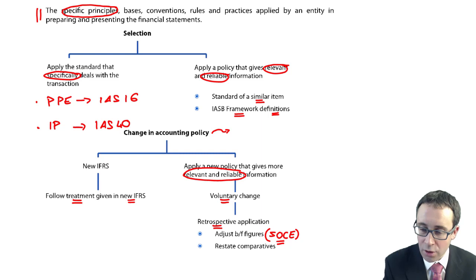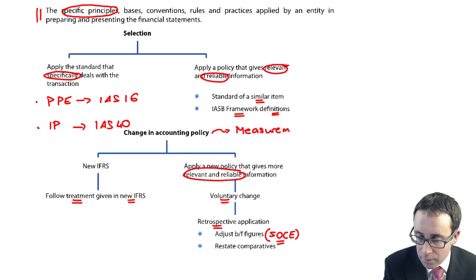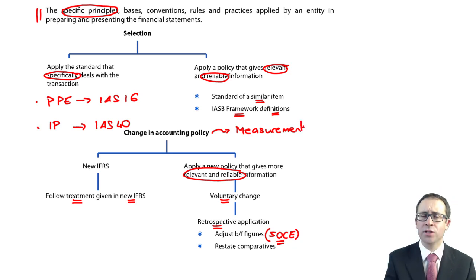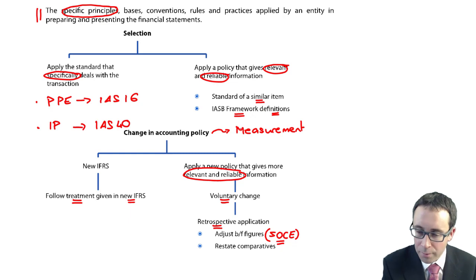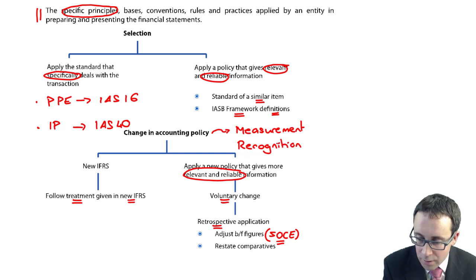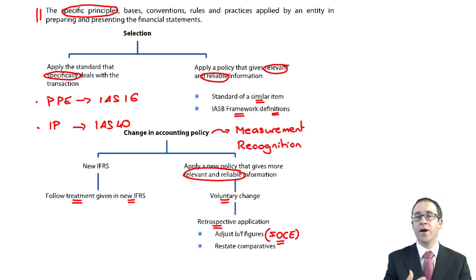change in accounting policies come about from either a change in how you measure something. So maybe you've changed from FIFO to weighted average with regard to your inventory valuation. It could be as well that you also have a change in your recognition. So you've changed, if you like, the way that you recognize the costs with regards to the assets. That is a change in your accounting policy.